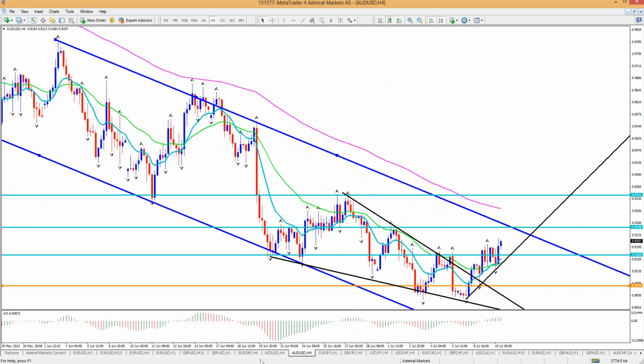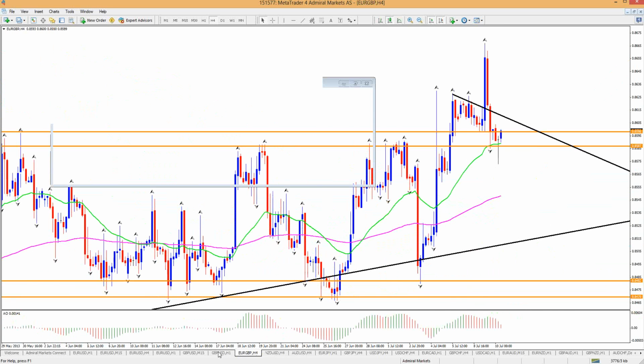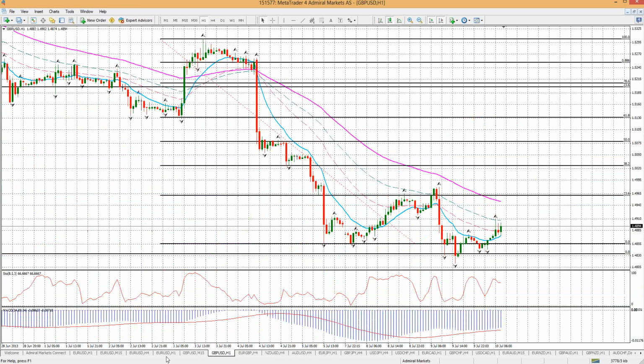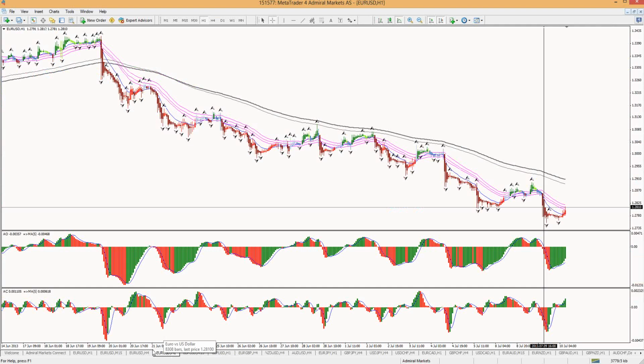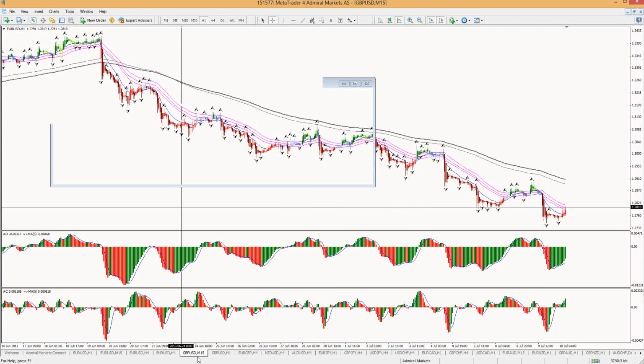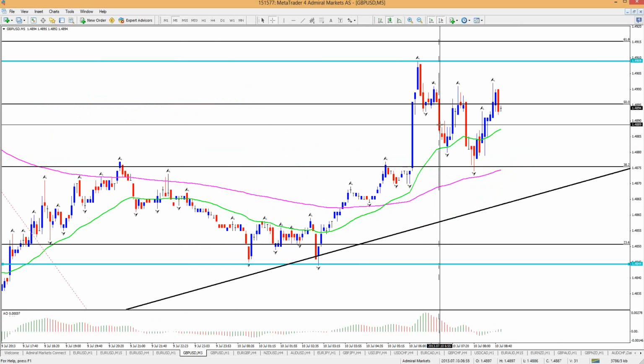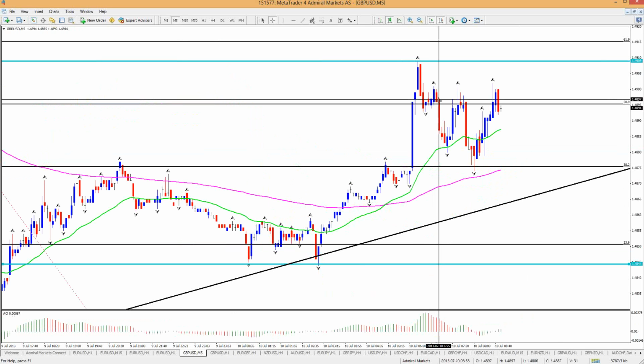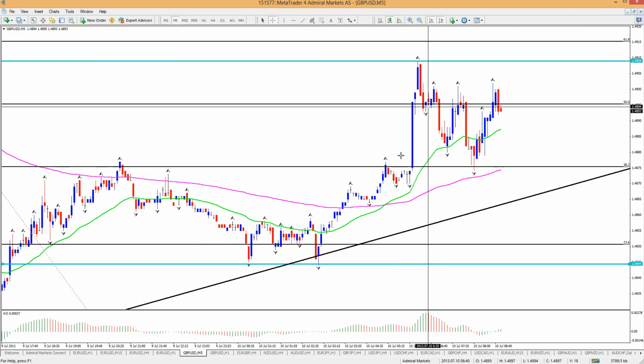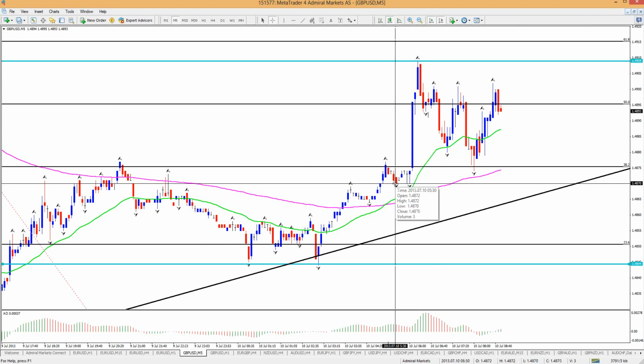New Zealand dollar, not looking at it. Euro pound, not looking at it. And then we arrive back to our euro dollar and pound dollar, and the circle is complete. And so far, unfortunately, we had a very non-eventful pound dollar and euro dollar, and that can happen, especially at the beginning of the session.